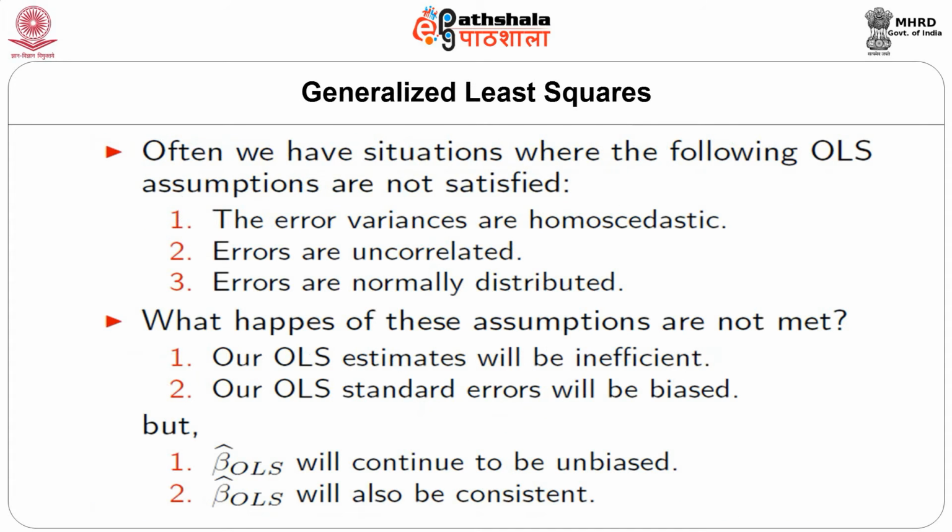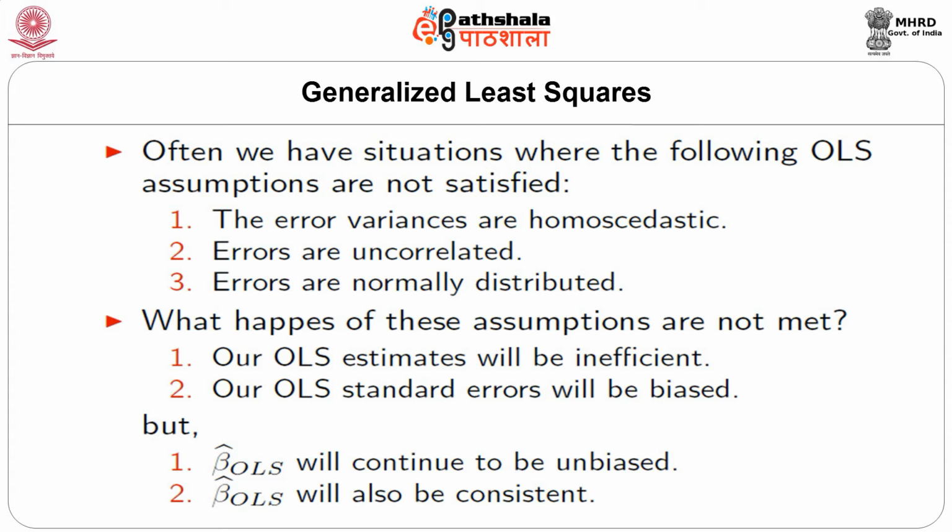So, often we have situations where the following OLS assumptions are not satisfied. Suppose the assumption of the linear model of homoscedasticity of the error terms is violated, or the errors are correlated, which means the no autocorrelation assumption does not hold, or the assumption that the errors are normally distributed is violated. Then what happens if these assumptions are not met?